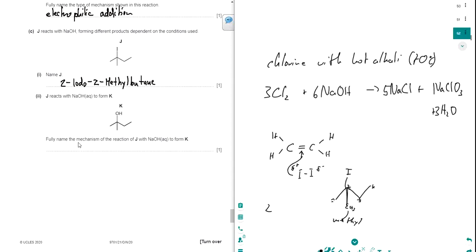Fully name the mechanism of the reaction of J with sodium hydroxide to form K. This is, in this case, not an addition, but a nucleophilic substitution. So why is that?